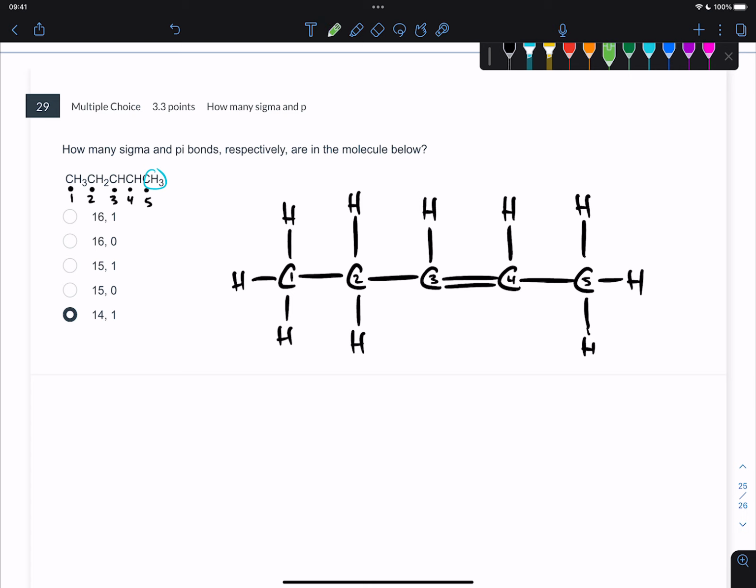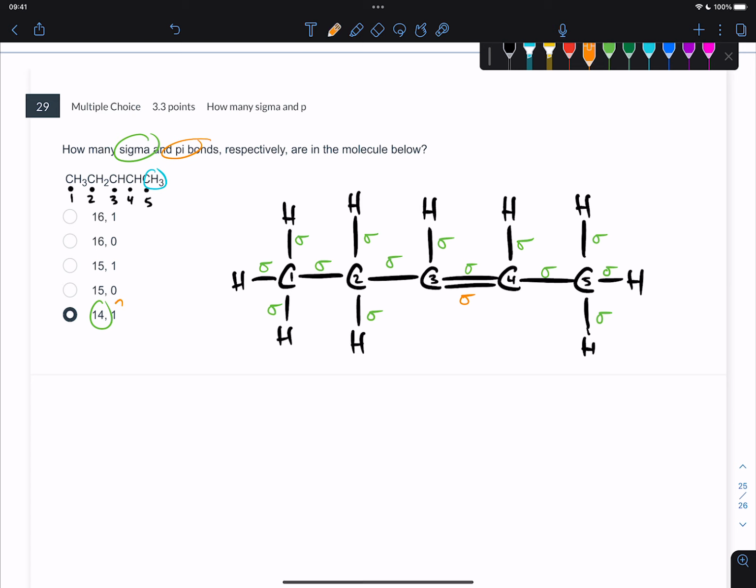Then you go through and you label your sigmas and your pi's. Sigmas are going to be green. Every single bond is a sigma bond, so don't forget. We have all those sigma bonds from the singles, and then we have that one double bond. Remember that double bonds also have a sigma, but the other line in a double bond is not a sigma. It's a pi. So if you count them all up, you have 1, 2, 3, 4, 5, 6, 7, 8, 9, 10, 11, 12, 13, 14 sigma bonds. That's the answer.